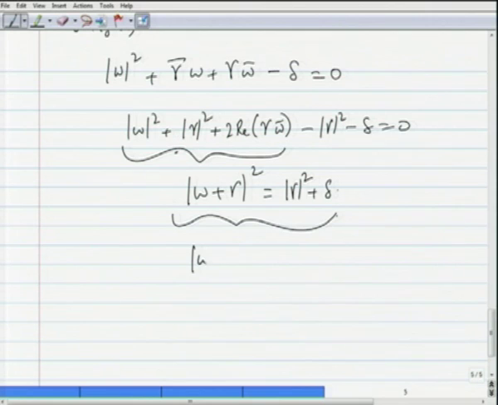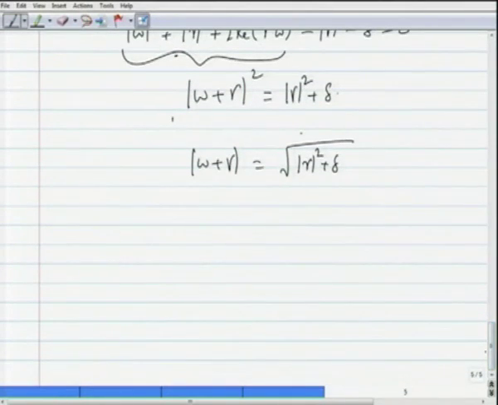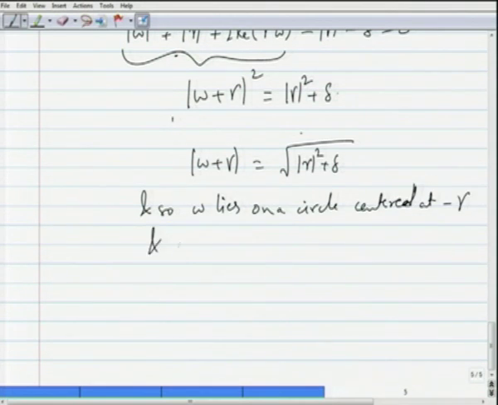So, this is modulus of w plus gamma equal to the square root of modulus of gamma squared plus delta. It is a positive real number, we will show. One can check, and so w lies on a circle centered at minus gamma and of radius the square root of modulus gamma squared plus delta, only if modulus of gamma squared plus delta is a positive real number. But that is easy.